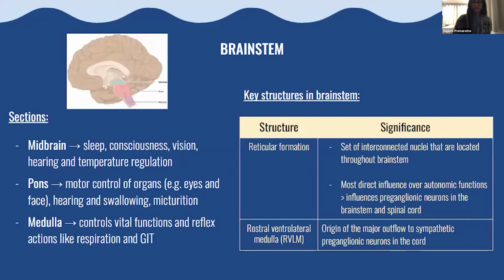So we have 3 key sections. We have the midbrain, which is the one at the very top, as you can see in the photo, and then the pons, which is in the middle, and then the medulla down the bottom.